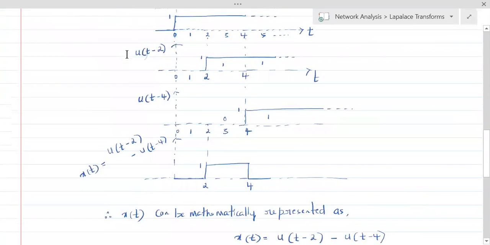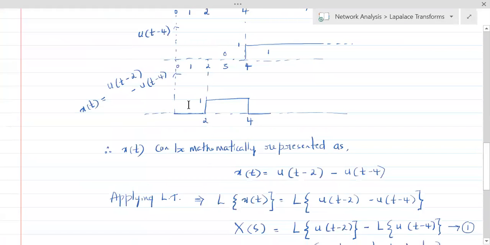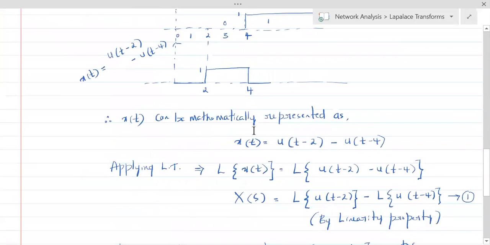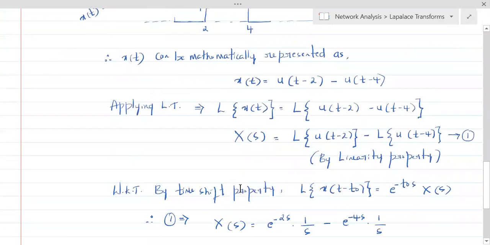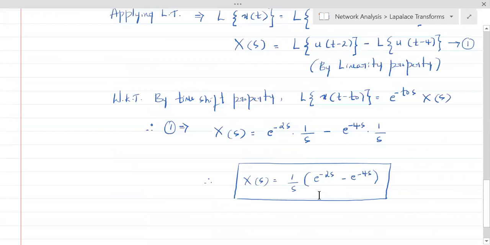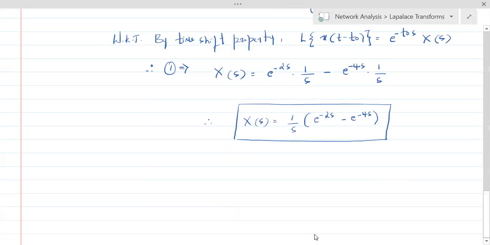We obtained the mathematical representation of this, and then we applied the time shift property of Laplace transform to obtain this Laplace transform expression. Everybody is okay with that? Now let's go on with another problem. Copy down this, everybody. Problem number 3 now.